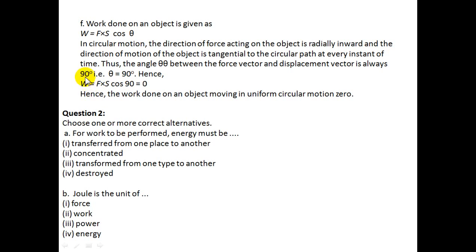And when 0 is multiplied by anything, all the value becomes zero, and hence in this case the work done of an object moving in uniform circular motion is zero.